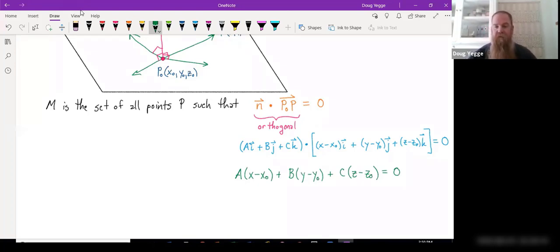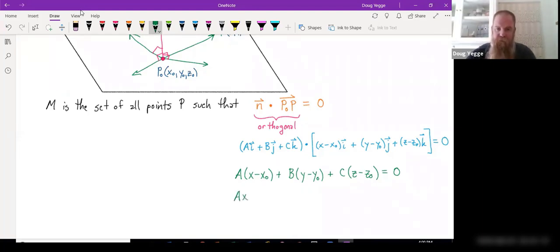That is the equation of a plane, where a, b, and c are nothing more than the normal vector to the plane. So the coefficients of x, y, and z are going to be the components of the normal vector, or the vector orthogonal to the plane, while x0, y0, z0 is any point that's on the plane.